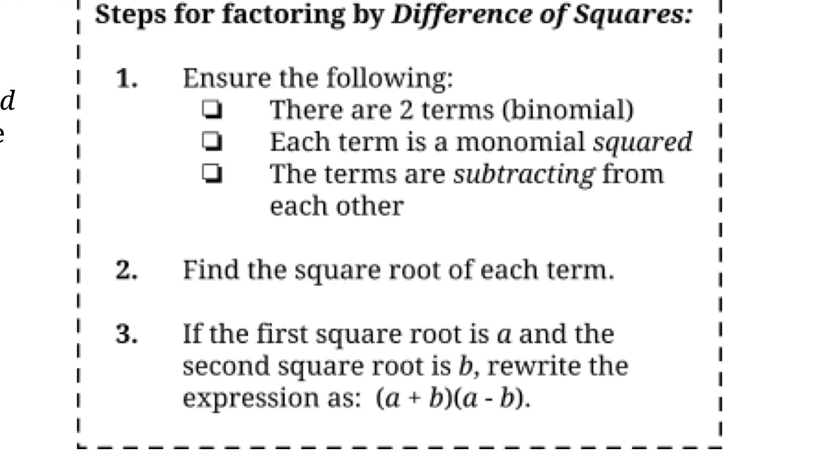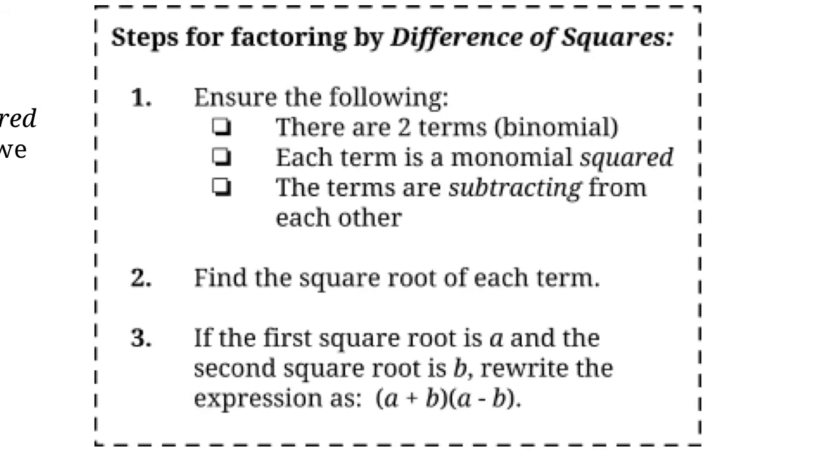So that takes us to our steps for factoring by using the difference of squares method. There are a couple of criteria that need to be met before you can proceed to factor the quadratic equation or expression using the difference of squares method. The first is that your equation or your expression should only have two terms, meaning it should be a binomial. And each of those terms should be a monomial squared, meaning there should be something squared in the equation. And the terms must be subtracting from each other. Remember, the word difference typically means subtraction.